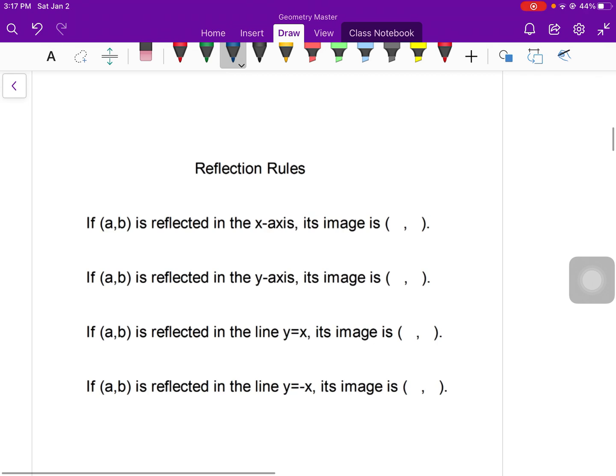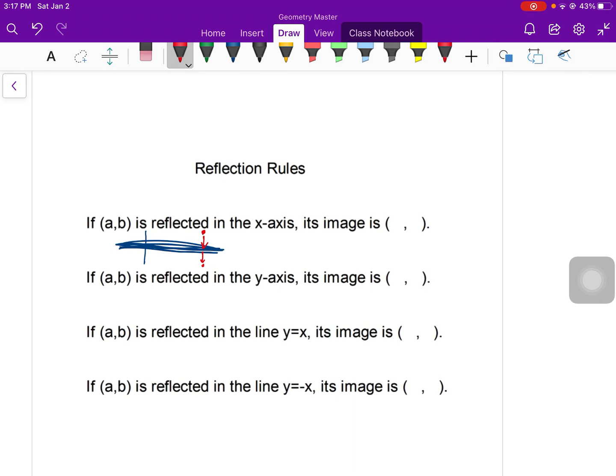All right. So today we're going to talk about reflection rules. So when we are reflecting, we are always reflecting, they'll say in a line. That just means across a line. So if I'm reflecting in the x-axis, okay, remember the x-axis is going to be this one going horizontally, right? So if I'm reflecting across this line, I go to the other side.